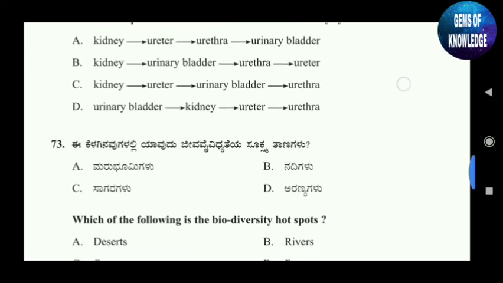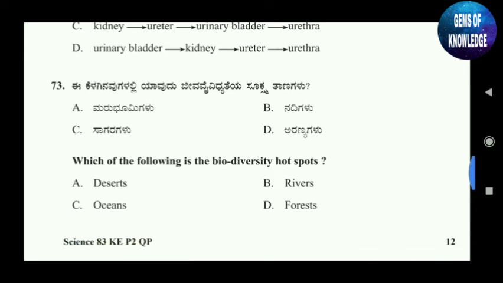Okay, then moving to the next question, 73. Which of the following is the biodiversity hotspots? Okay, so here basically we can say forests are the most biodiversity hotspot. Forest is nothing but the biodiversity hotspot other than the river, deserts and oceans.